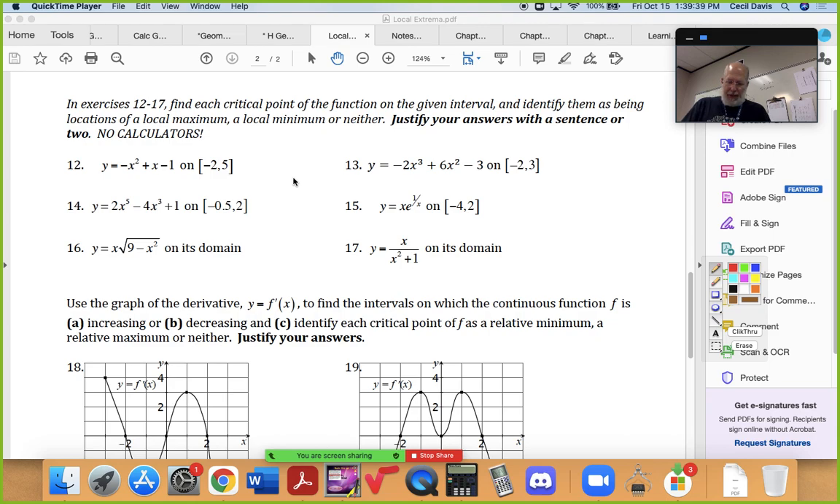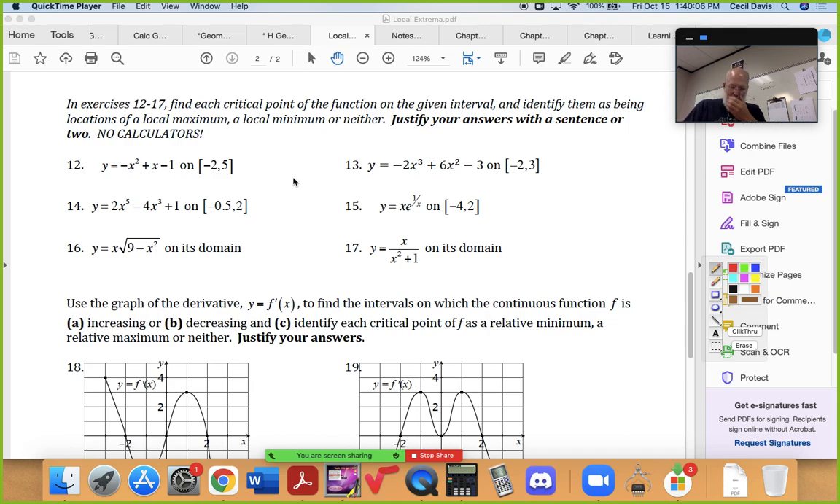Number 13, there are two critical points. At x equals 0, the function has a local minimum because y prime changes from negative to positive at x equals 0. And at x equals 2, there's a local maximum because y prime changes from positive to negative at x equals 2.